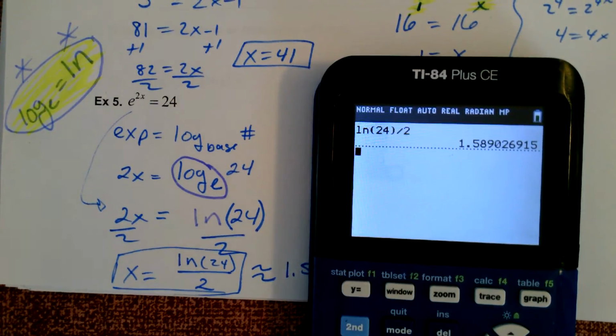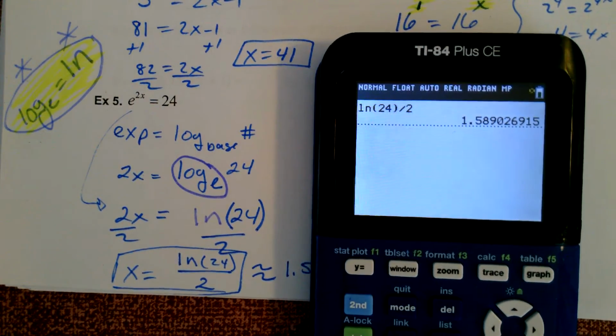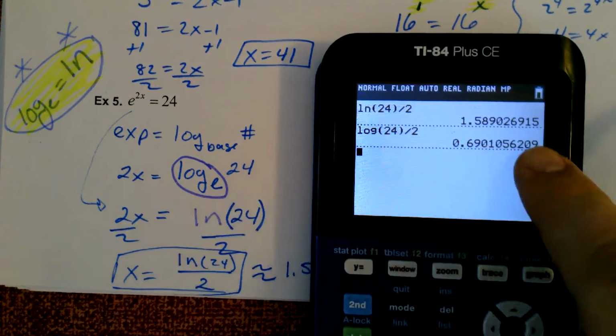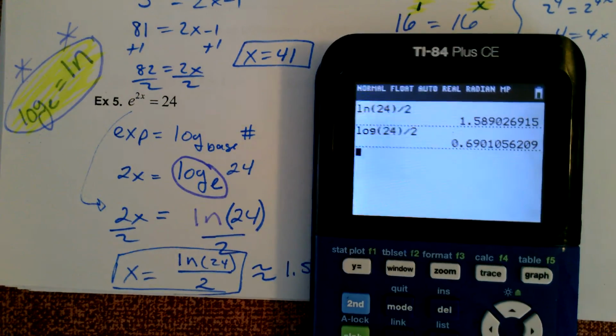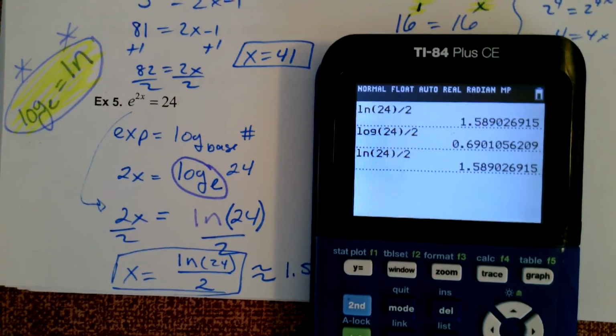Okay. Also, make sure you're using the right log. A mistake they might make is doing the common log of 24 divided by 2, and you'll see it's not quite the same. So make sure you're not doing that. Again, it's natural log of 24, close it, divided by 2, and I should get this.